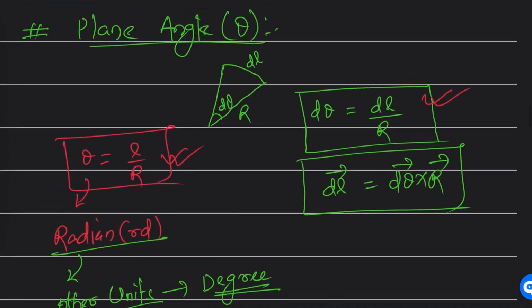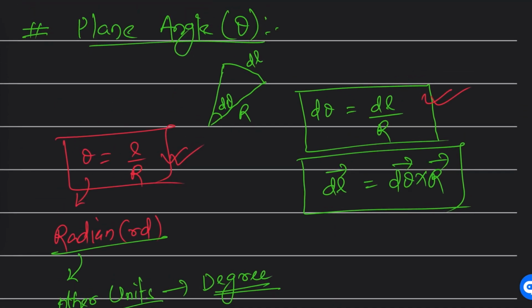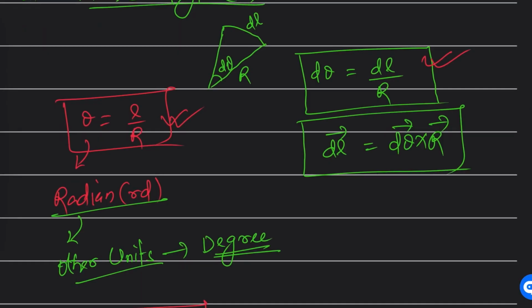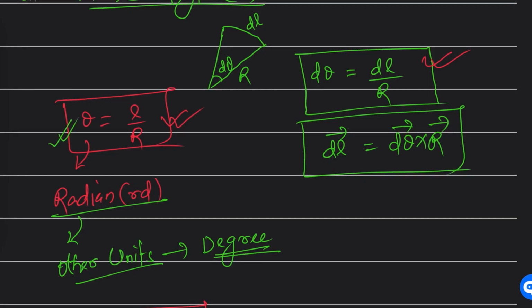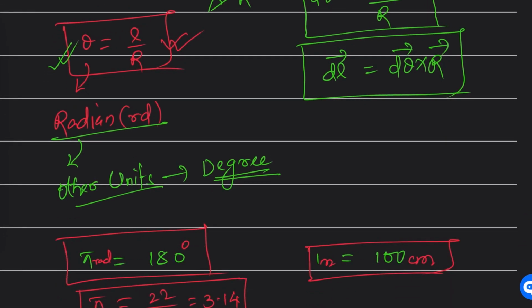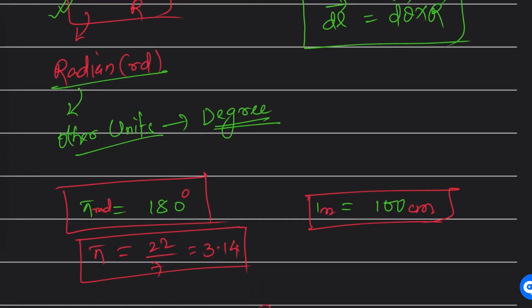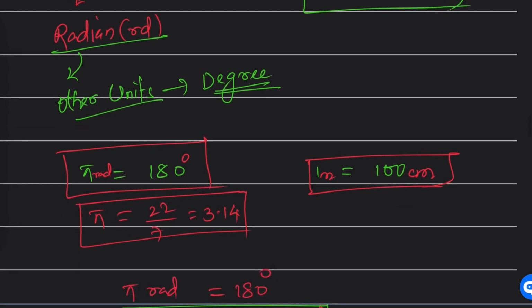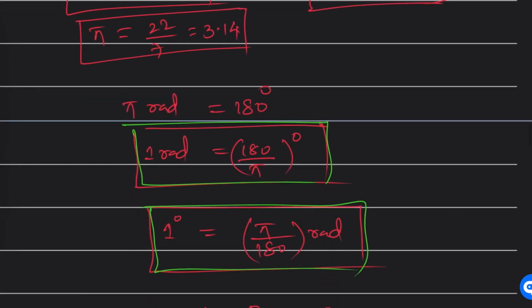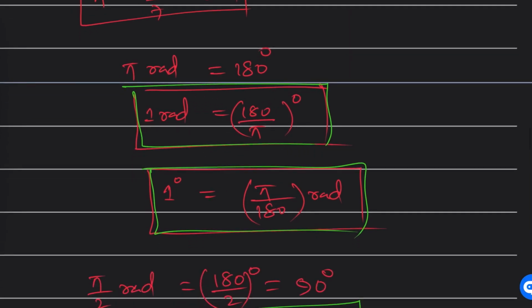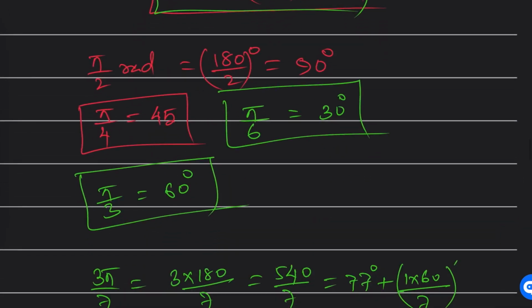So let's proceed. In the last class we discussed plane angle: d theta is equal to dL upon r, meaning plane angle is equal to arc length by radius. What is the SI unit of it? Plane angle is radian. Another unit you might already know is degree. We discussed yesterday how to convert radian to degree, and 1 degree has 60 minutes and 1 minute has 60 seconds.